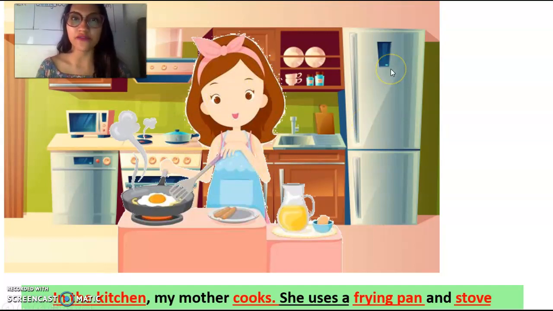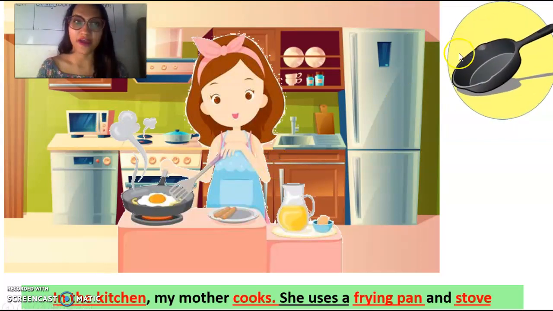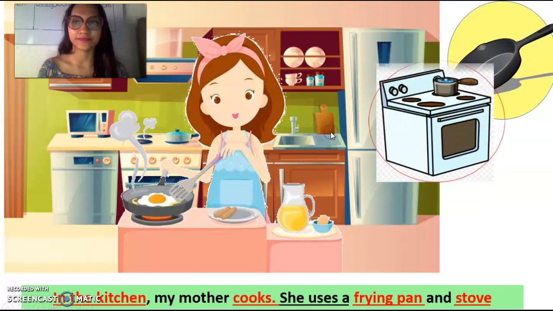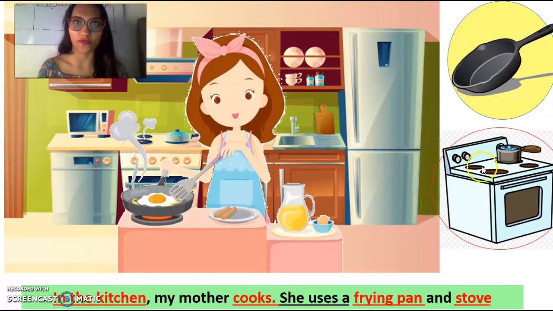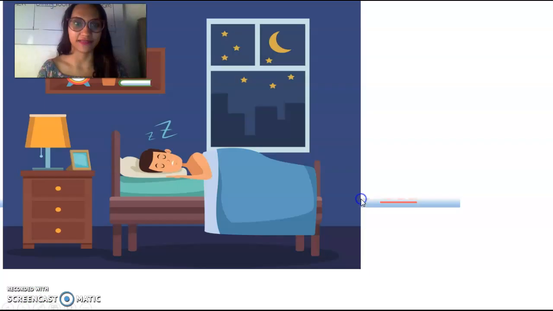there is a refrigerator. Here we have the refrigerator, the frying pan, and the stove. In the kitchen. The frying pan and the stove in the kitchen.